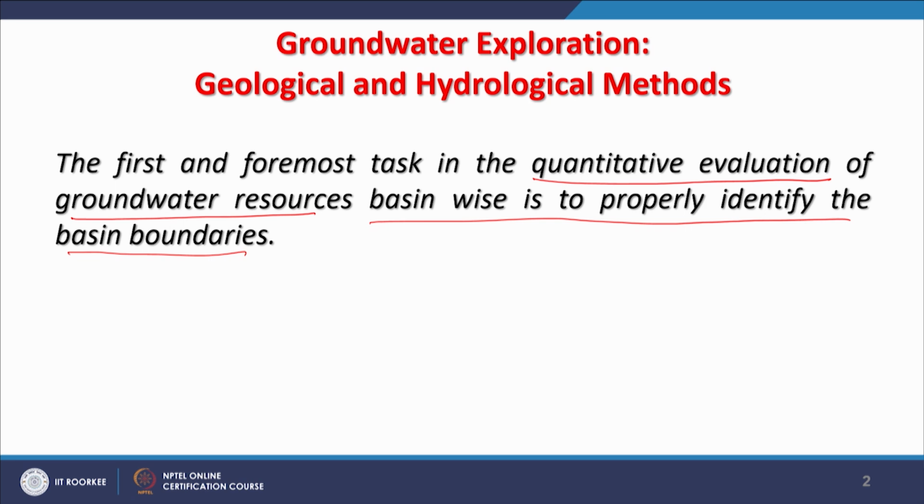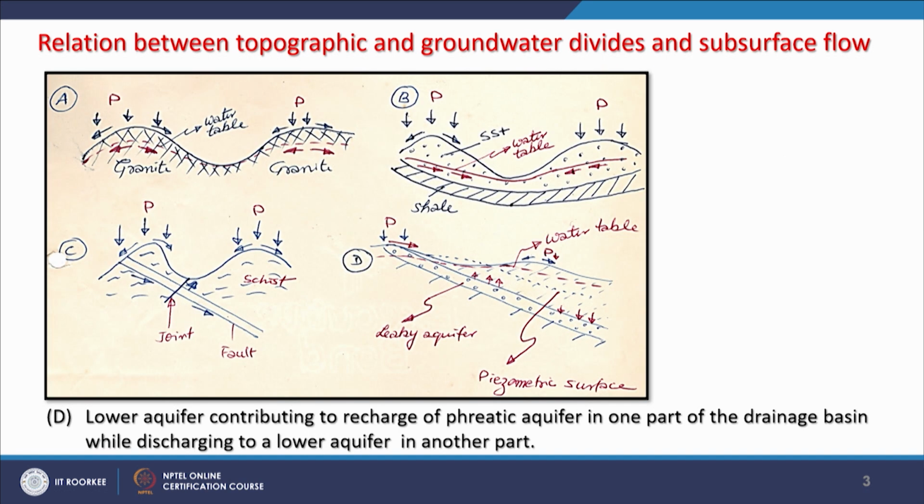Why? Because the water or rainfall is occurring, and whatever is occurring in a basin is assumed to flow through an outlet, and that is why basin boundaries are important to identify, but sometimes you may not get it. So, in this figure what we see is different types of conditions, different types of scenarios related with rocks and topography.